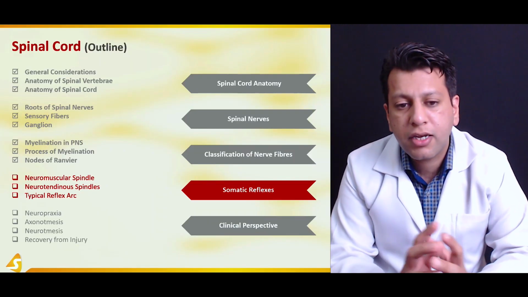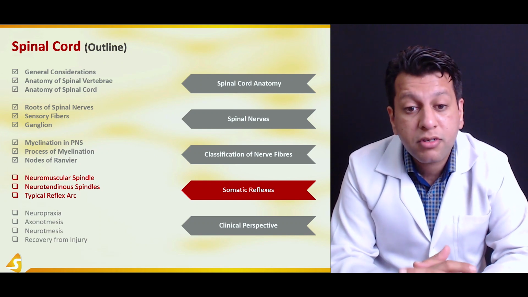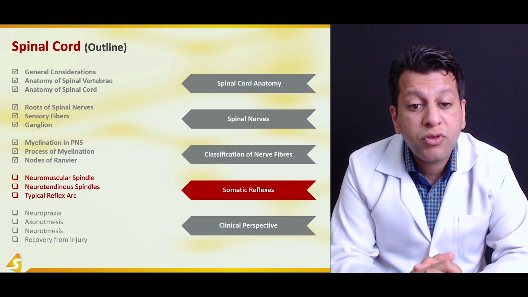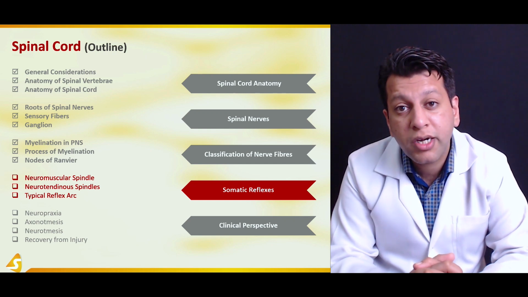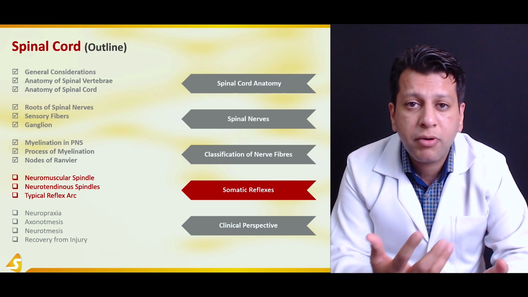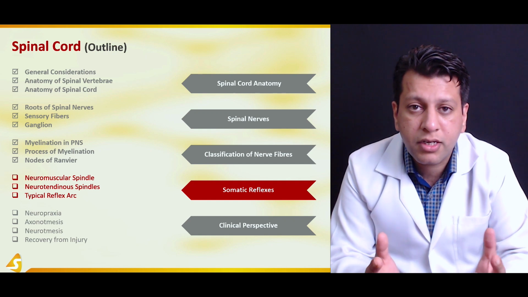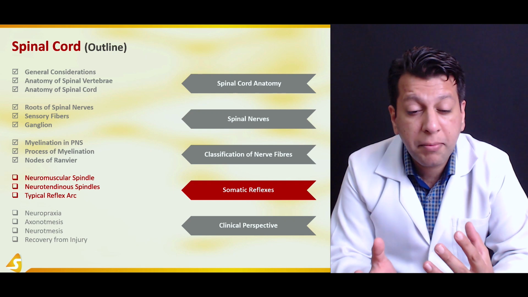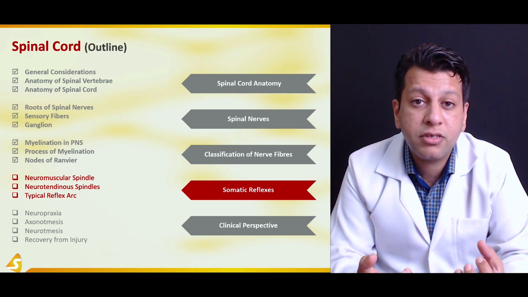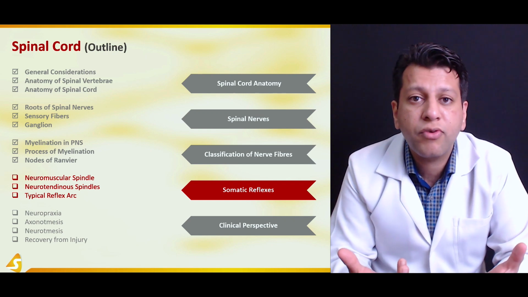In this section, we will be going through the anatomy of a neuromuscular spindle, the anatomy of a neurotendinous spindle, what a typical reflex arc is, what a typical motor unit is, and how these help in the normal functioning of our CNS. When we started the CNS, we described that the central nervous system controls every voluntary movement as well as involuntary function of your body.